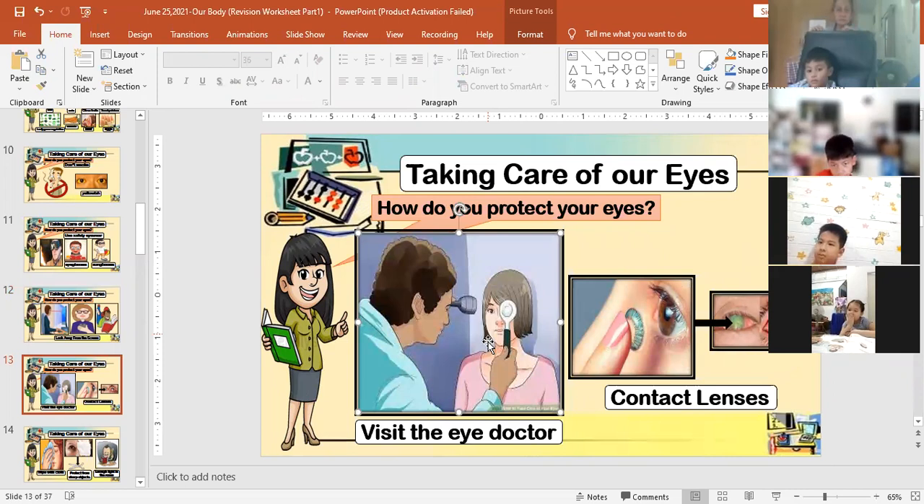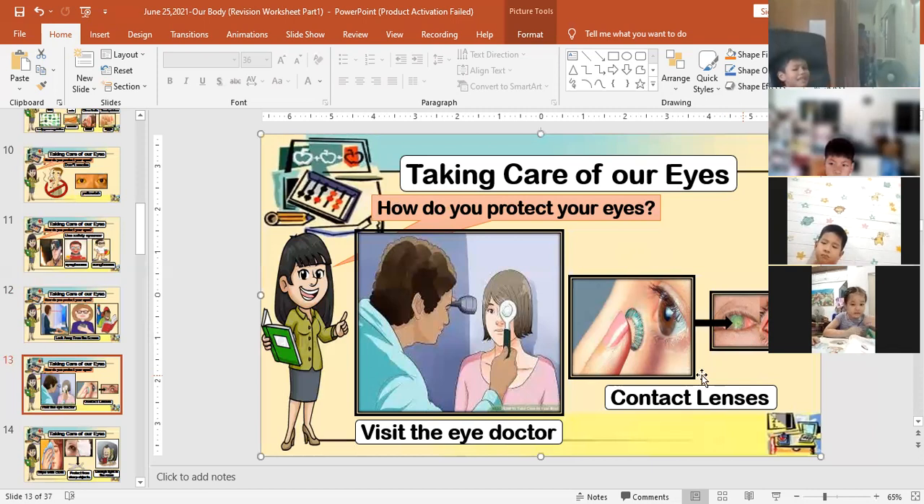Next, do not use contact lens. What will happen if you use contact lens? Nada? Yes, teacher. What will happen if you use contact lens? What happened to the eyes? The eyes are damaged. So when your eyes are damaged, you cannot see or look properly for the things around you. So do not use contact lenses.